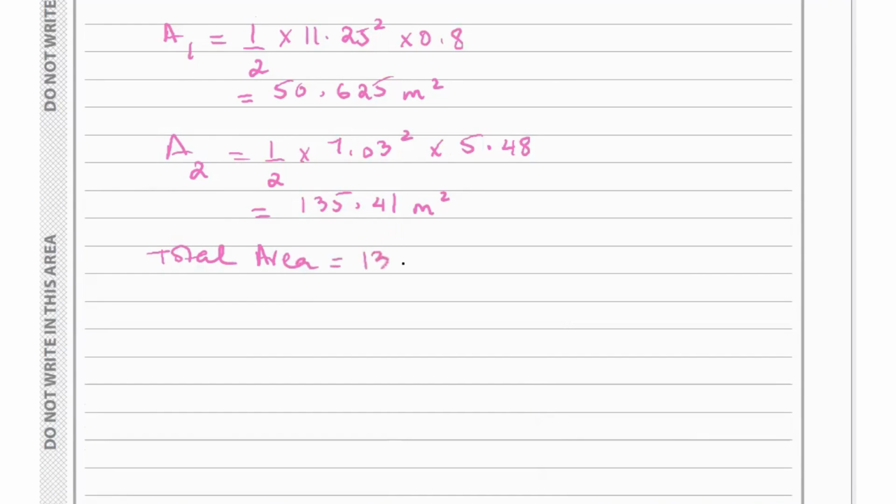So 135.41 plus 50.625, and that gives us a value of 186.035 meters square. So nearest whole number is going to be 186 meters square. That is your answer.